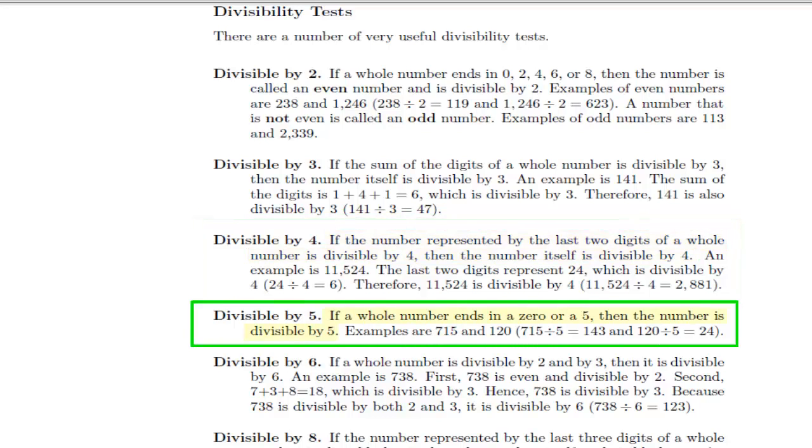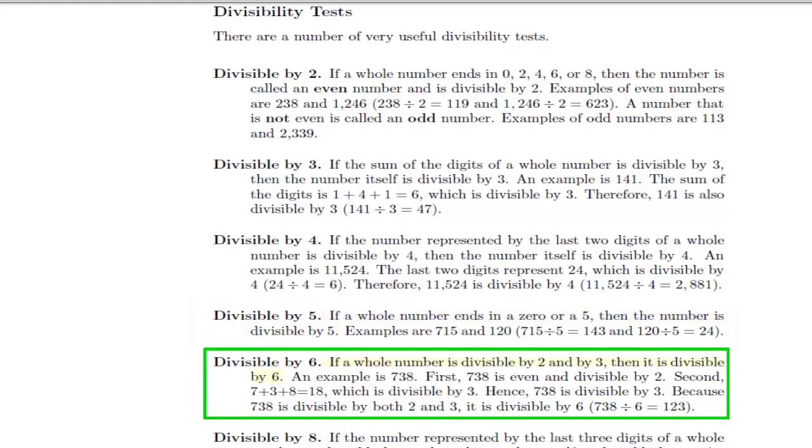Divisible by 5. If a whole number ends in a 0 or a 5, then the number is divisible by 5. Examples are 715 and 120. 715 divided by 5 equals 143, and 120 divided by 5 equals 24.